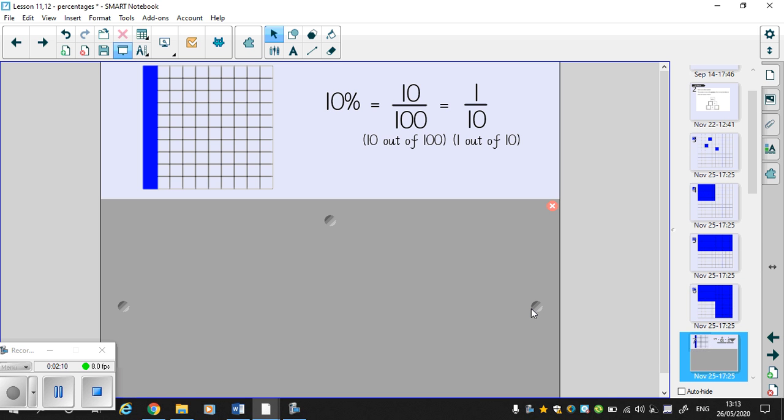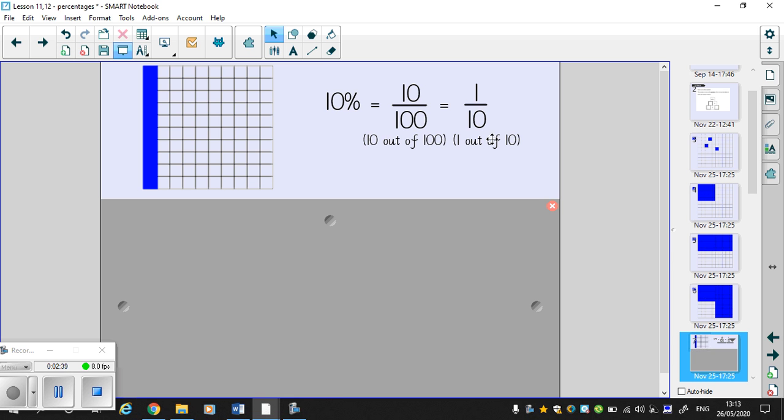Now, what I have here is a 100 square with 10 of the little squares shaded in. So I have shaded in 10%, 10 out of 100. Now, if I simplify 10 hundredths, I get 1/10. That is proving that 10% is the same as 1/10. 10% and 1/10 are exactly the same.